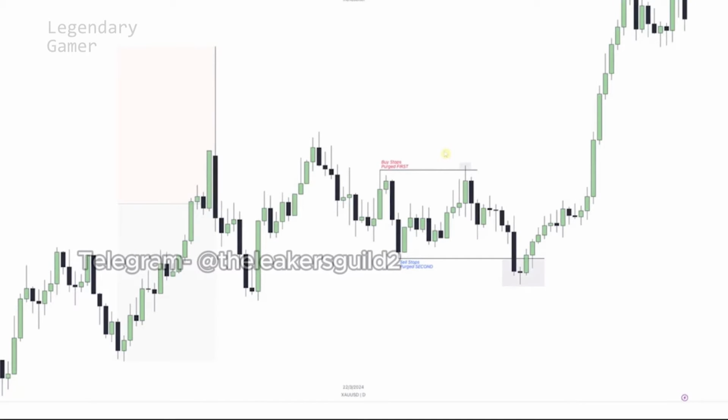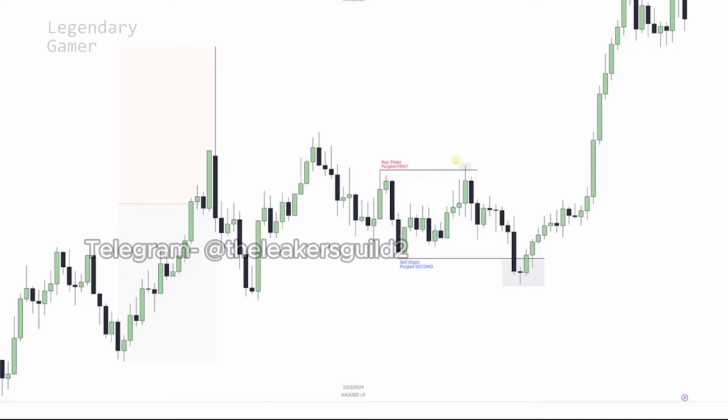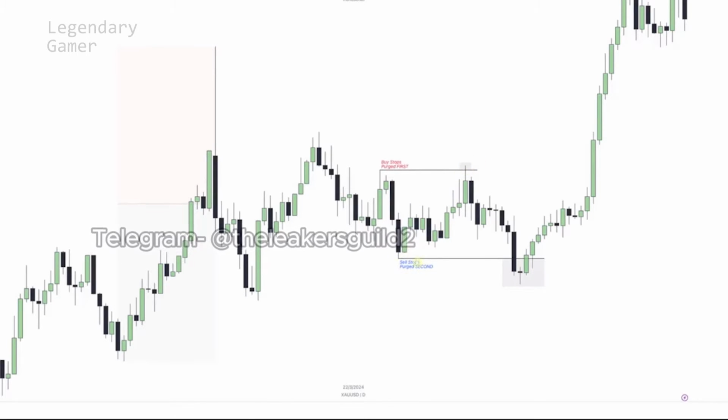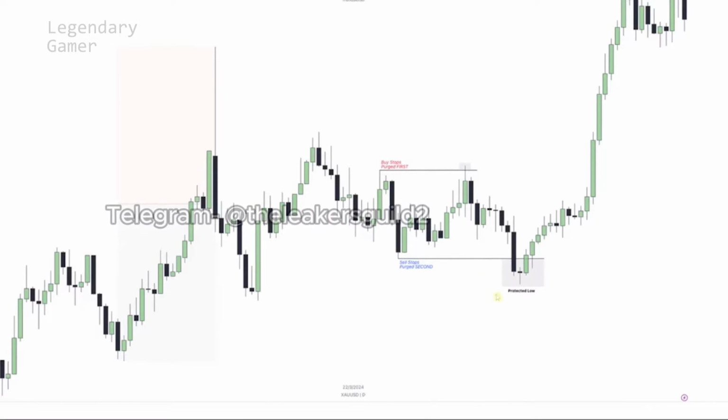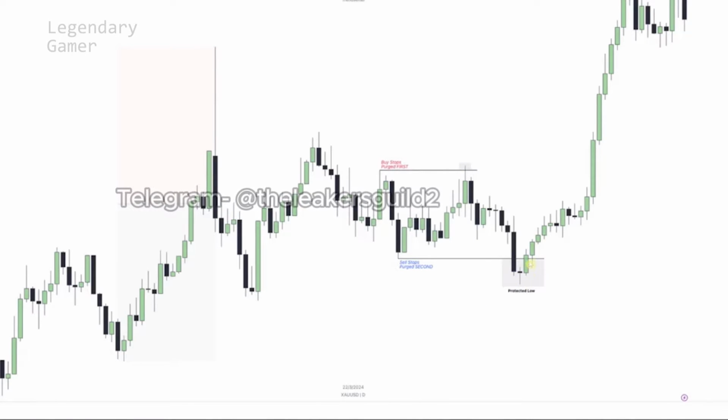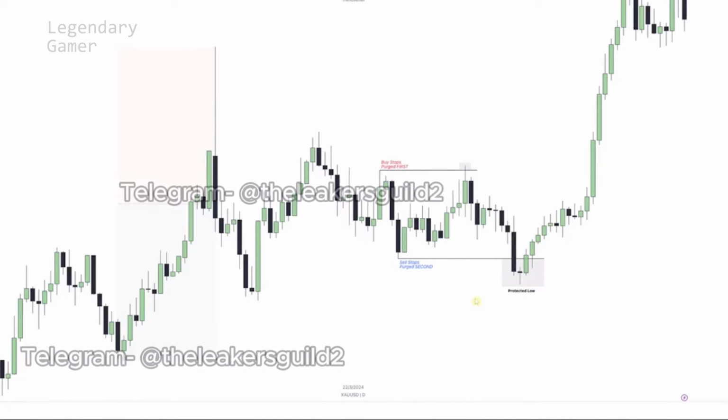So what do we want to see first? We want to see those buy stops getting taken out, right, the first part of the double purge. Then we want to pair up the buy stops with the sell stops. So sell stops purged second down here, accumulating those sell stops. Now this low is highly likely to be a protected low because we already paired up the buy stops with the sell stops, right, and then continuation up is more probable.